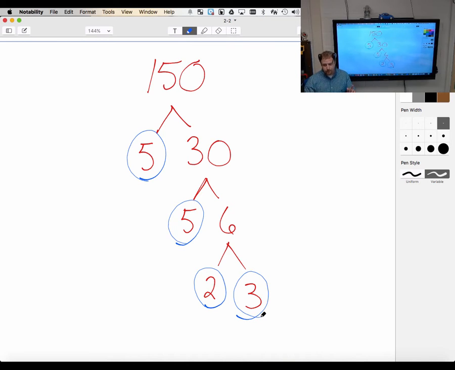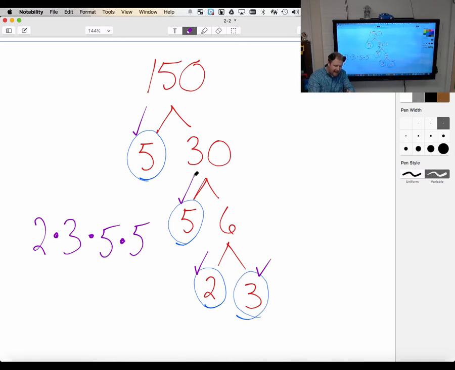Now, in this particular problem, we have the 5s that came out first, the 2s and the 3s at the end. So what we do is we always write them in numerical order. 2 comes first, then we multiply it by 3, then by 5, and it doesn't matter which one I do first. All right, I've accounted for all my prime numbers, but I still need to do the final step of consolidating, introducing that exponent notation.